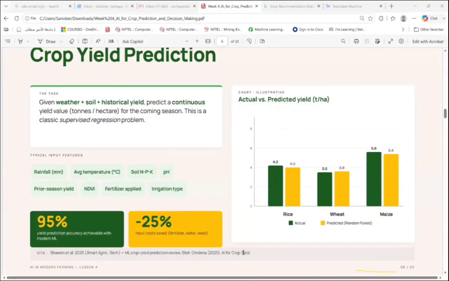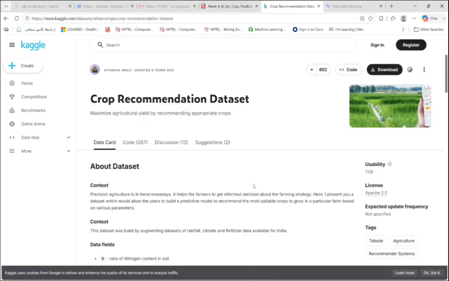Let me show you a real data set of how we made this prediction of crop yield. Have you heard about something called the Kaggle dataset? Do you see the Kaggle dataset over here on the slides? This is real-time data which you can download from here.